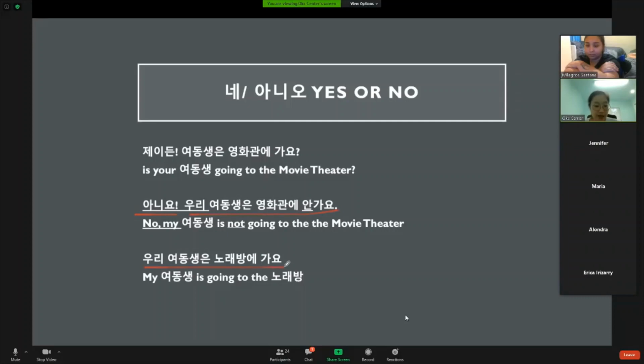Then you can also answer like, my 여동생 is going to the 노래방. You're referring to 노래방. 노래방 means a karaoke room. In Korea, there are a lot of karaoke places where most young people go to sing. So that's the karaoke place, they're referring to where she's going. So 우리 여동생은 노래방에 가요.